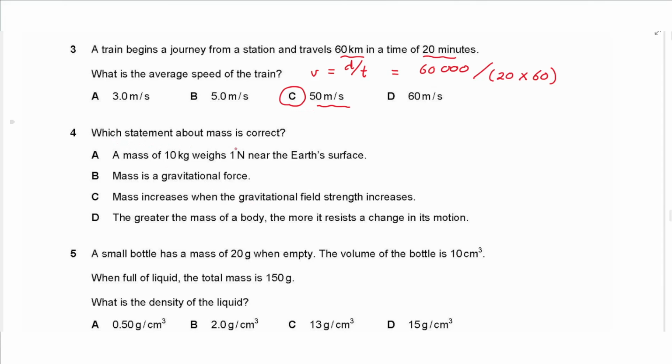Question 4 says, which statement about mass is correct? A mass of 10 kilograms weighs 1 Newton near the Earth's surface. So if we multiply the mass by g, which is 9.8 but was 10 in that exam, it would be 100 newtons, not 1 Newton. So this is wrong. Mass is a gravitational force? Mass is not a force. It is the amount of substance. Mass increases when the gravitational field strength increases? No, it's weight that increases with field strength. The greater the mass of a body, the more it resists a change in its motion? Yes, that is called inertia, so the answer is D.